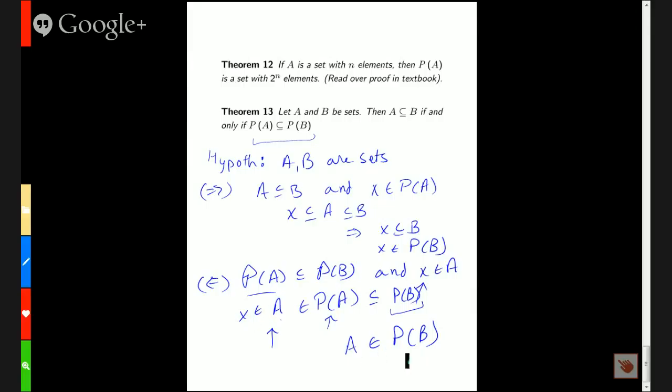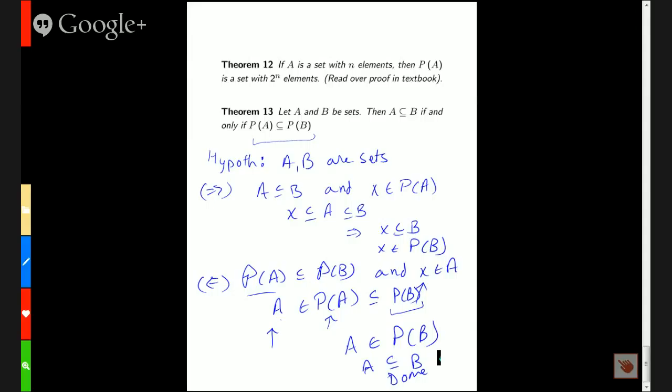But what do I know then if A is in the power set of B? Has to be a subset of B. That's our definition of the power set. But if A is a subset of B, well, then we're done. I actually don't need to know that X is in A. I just actually proved it directly from the power sets. Does that make sense?